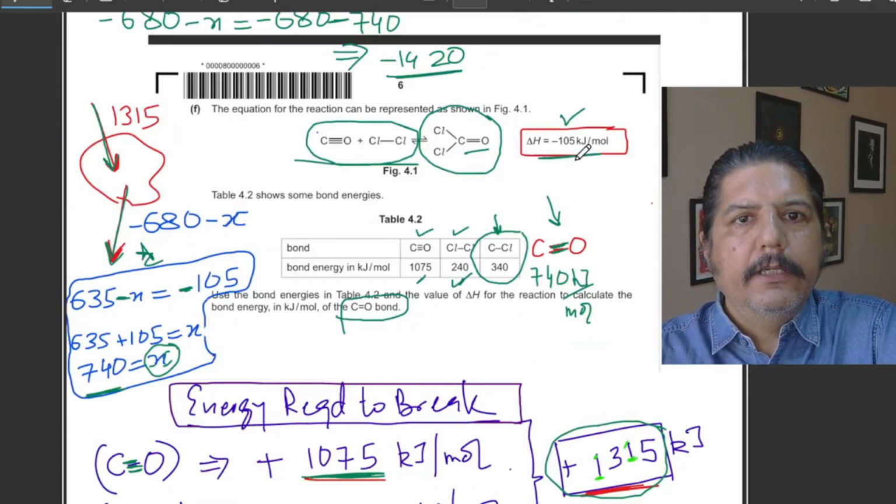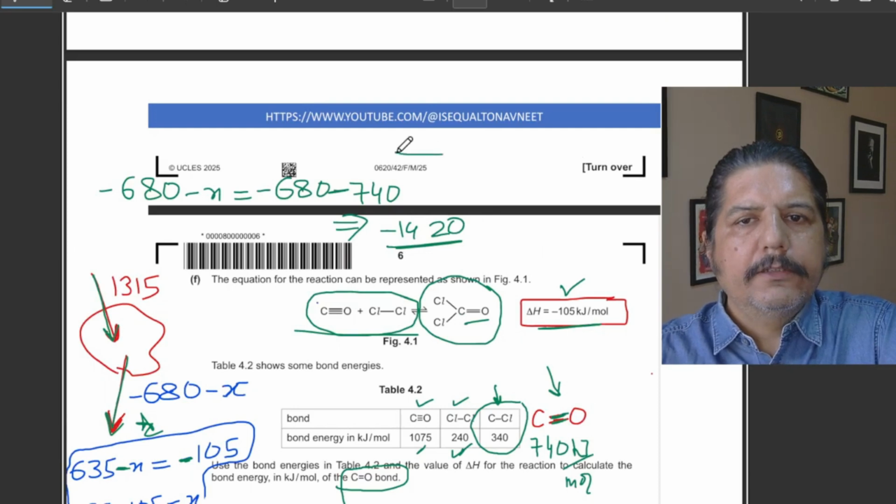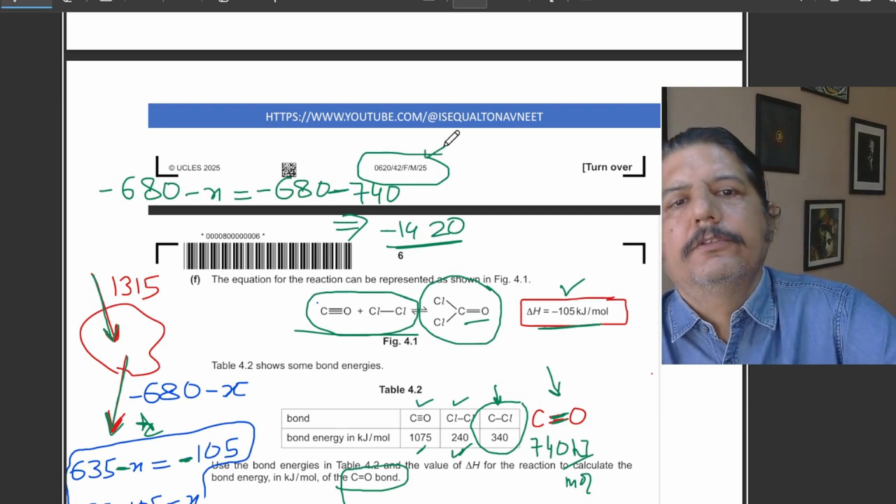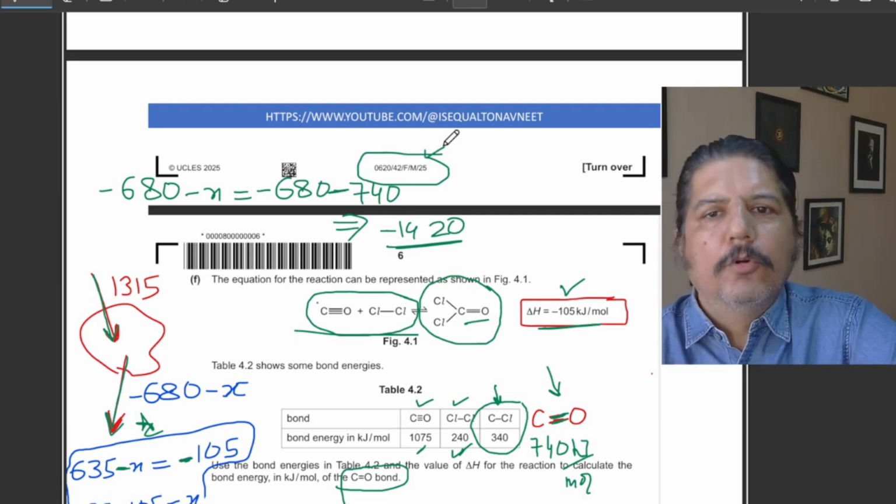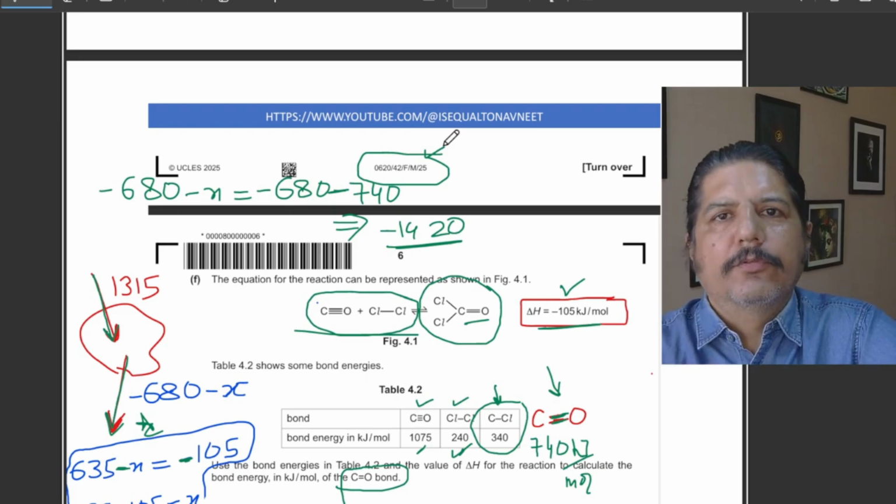This was asked in February, March 2025. So last year in the February, March session, they had asked this. So hope this makes sense. Let's move on to the next question.